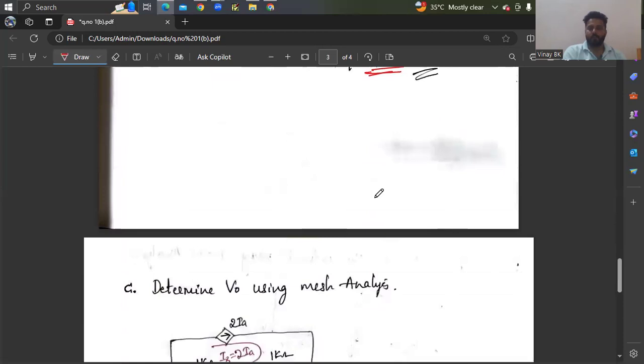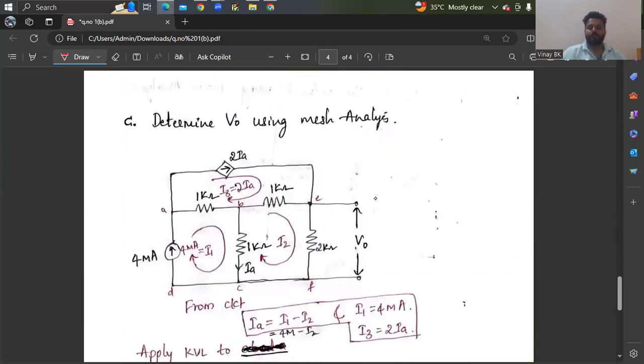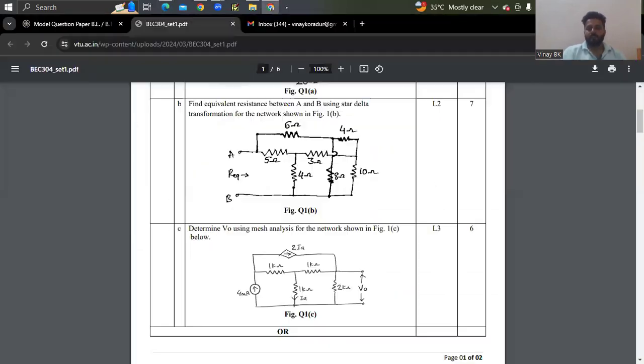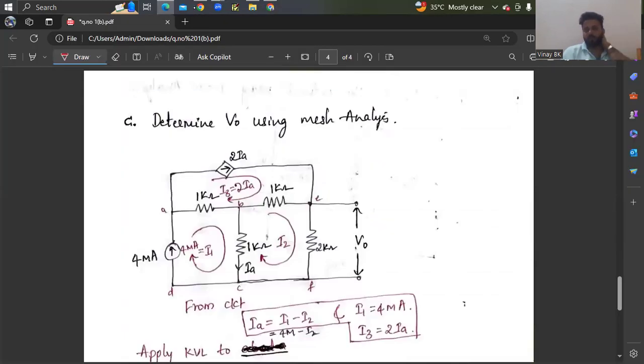Similarly, question number 1C, you can see. Question number 1C. Determine V naught using mesh analysis for the network shown below. This is the circuit. So I will rewrite the circuit here. You can get V naught. You need to find the value of V naught.